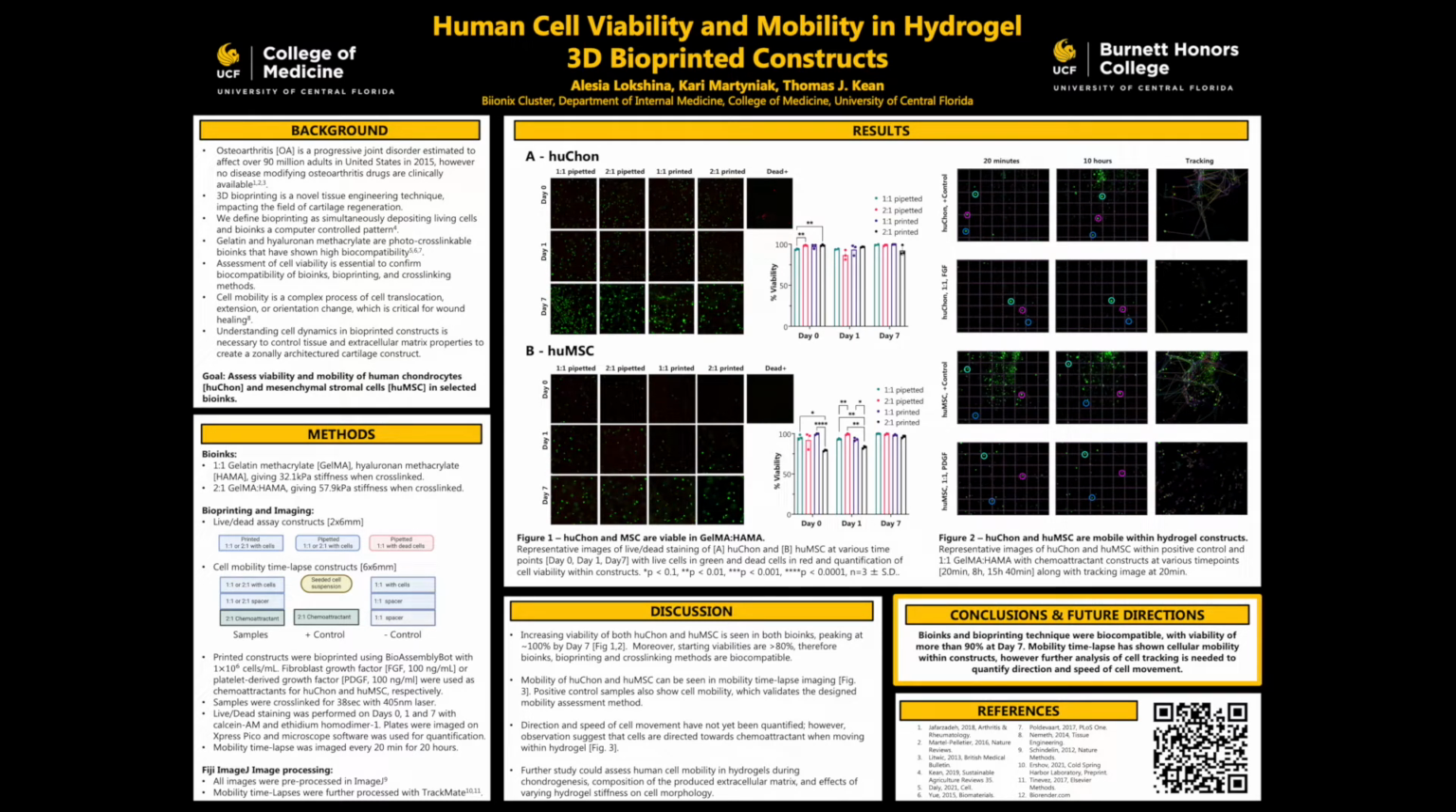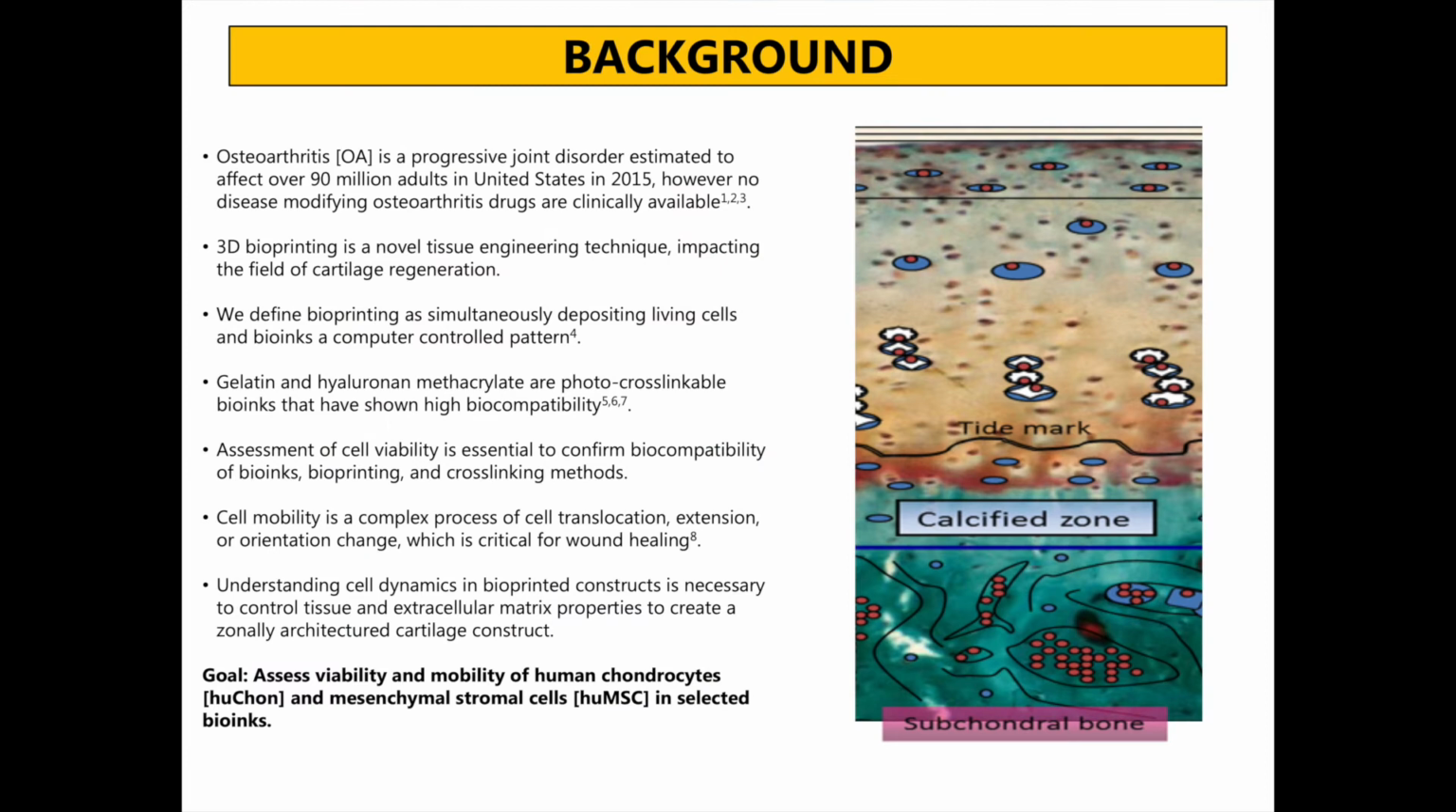Today I'll be presenting about human cell viability and mobility in hydrogel 3D bioprinted constructs. Here's some background about this project. Osteoarthritis is a progressive joint disorder estimated to affect 90 million adults in the United States in 2015. However, no disease-modifying osteoarthritis drugs are clinically available currently.